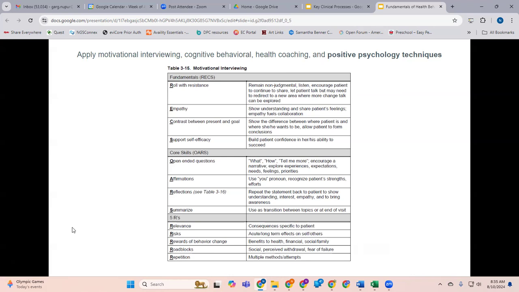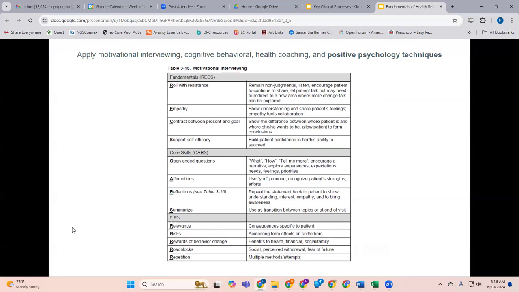And the whole idea is that you want to try to not encourage an actual specific goal, but rather encourage them to want to achieve any goal. So you want to remain as non-judgmental as possible. You want to listen, encourage the patient to share by using open-ended questions, which is in the core skills. And then you want to let the patient redirect to any area that they might want to talk about.